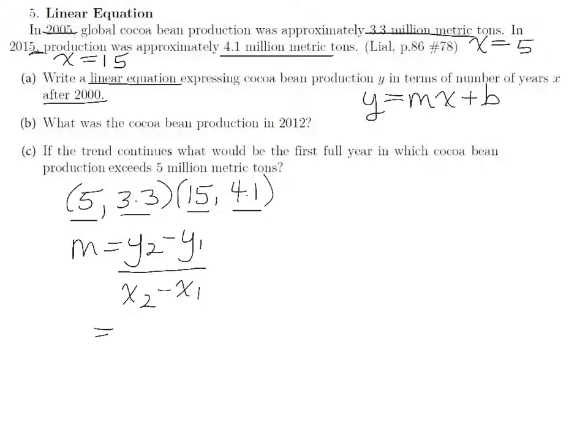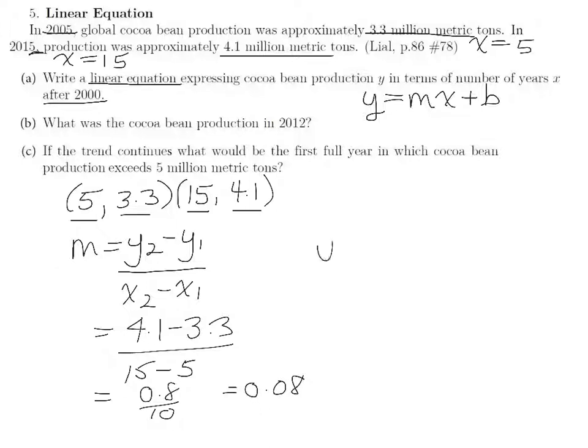So let's substitute these in now. So we have 4.1 minus 3.3, and here we have 15 minus 5. So we're going to have 0.8 over 10. And so the slope is going to be 0.08. So far we have this, 0.08x plus b, right? We've been able to find the slope, and now we need to find what the y-intercept is. So we have 2 points, so we can use one of those points to give us an x value and a y value, and as long as we have 3 pieces of information, we can easily find that 4th.